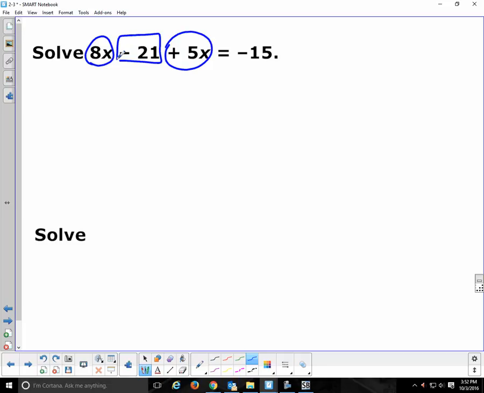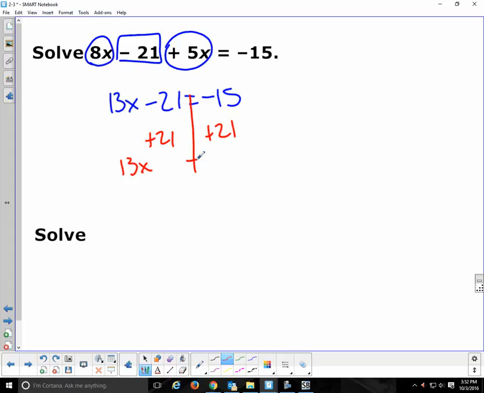I can combine like terms together in this case. So 8x's plus 5x's is going to give me 13x's minus 21 equals negative 15. So I can combine things together first to simplify the problem. Now, I've combined everything I can. Deal with the subtracting first. Go backwards through PEMDAS. Add 21, add 21. So 13x is going to equal, let's see, negative 15 plus 21.